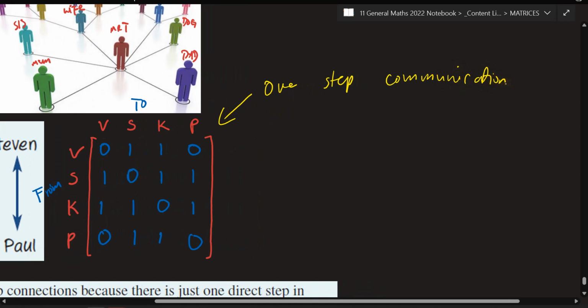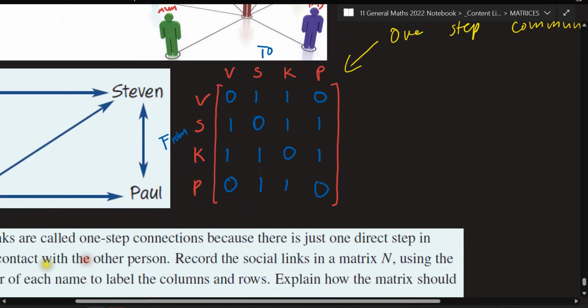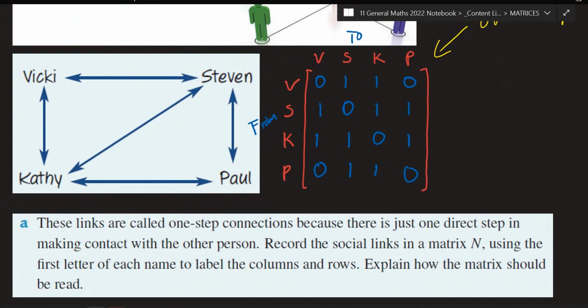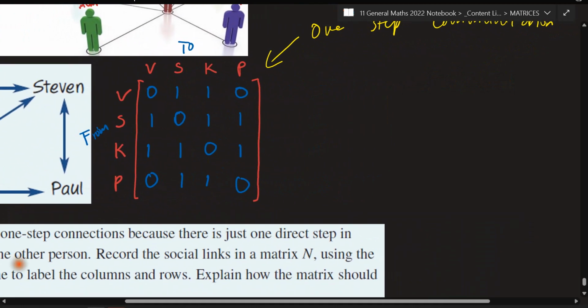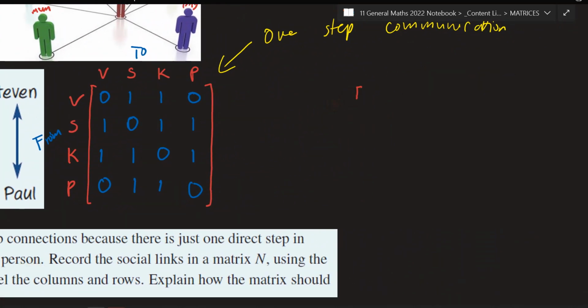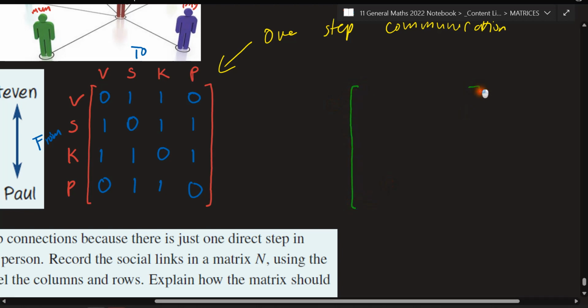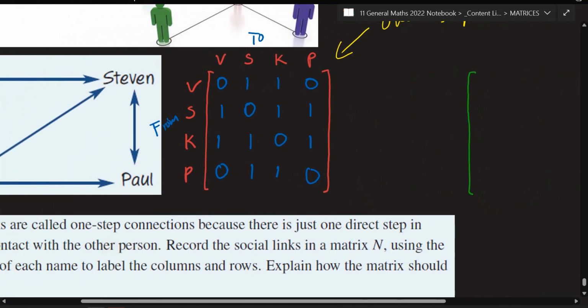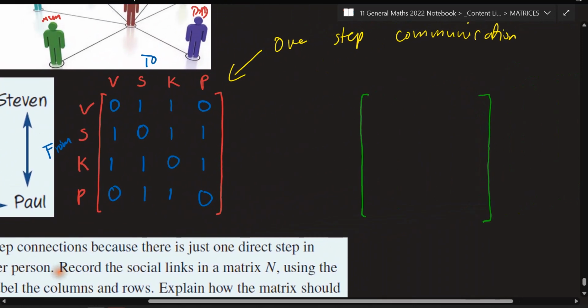Okay, let's do the two-step communications and see how that works. I'll put that here. Let's use another color. So for two-step, lay out your matrix the same way. It's going to be a square matrix. Put in the names, so that's V, S, K, P, and B.